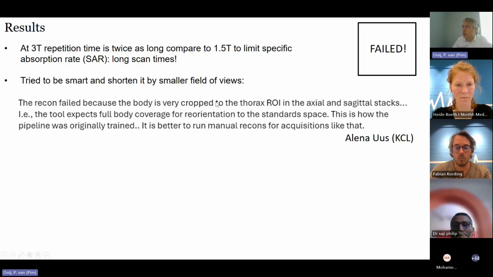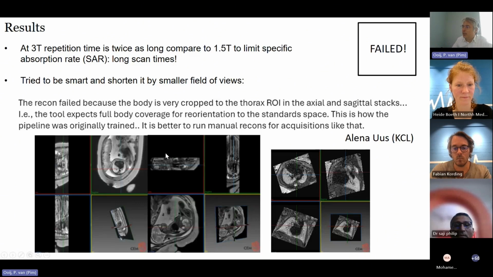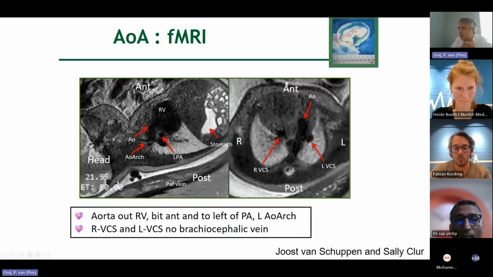Because the body is very cropped. The tool expects full body coverage. So please don't play around with the sequence too much, because the machine learning AI doesn't understand that you were fiddling with the settings. So Elena did it manually for us. Still, it was quite poor quality. And this was a very difficult case. This was a baby that moved a lot.